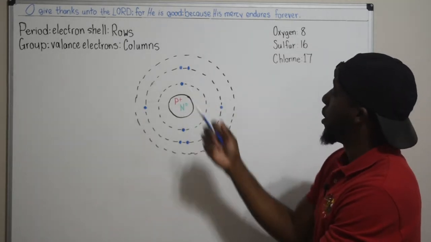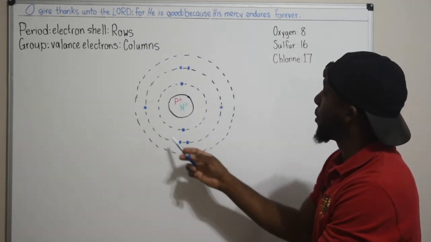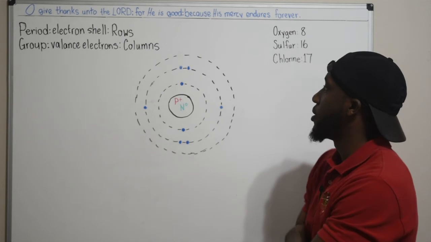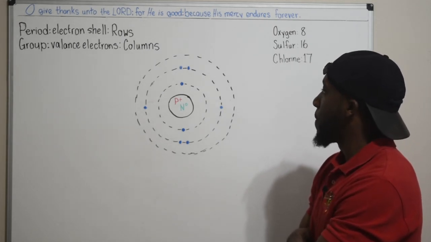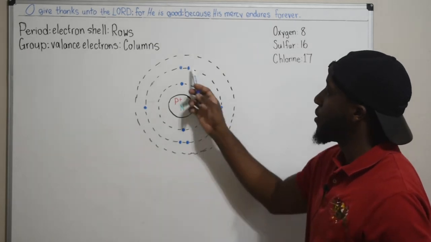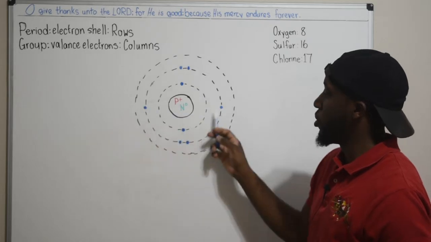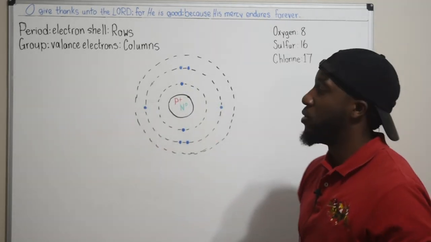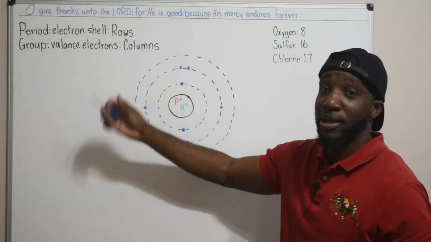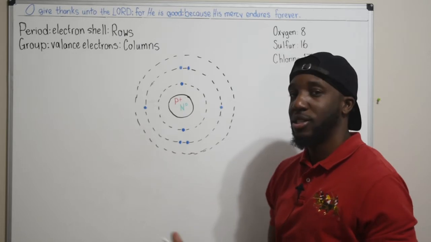I got 2 in the first shell and 6 in the second shell or energy level. Okay, so how many electrons do I have in the valence shell? Okay, so I got 1, 2, 3, 4, 5, 6. Okay, so if you look at which group or column oxygen is in on the periodic table, it's in group 6. Okay, it's easy to see.